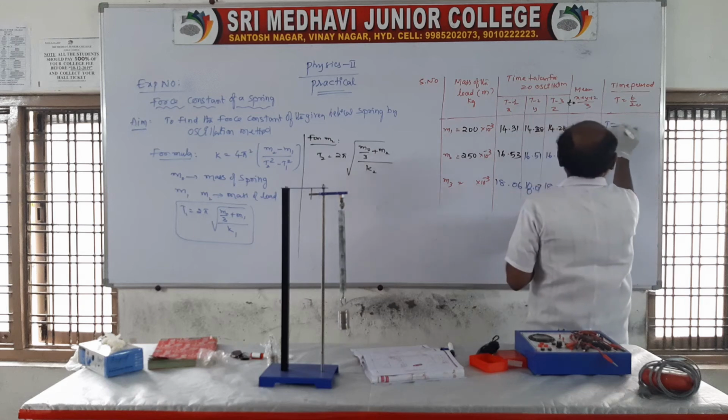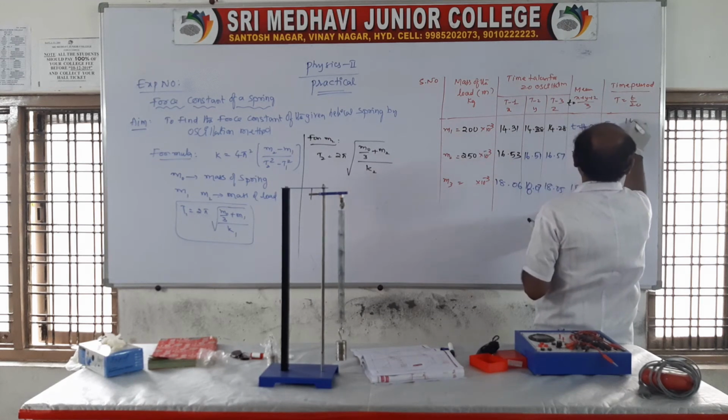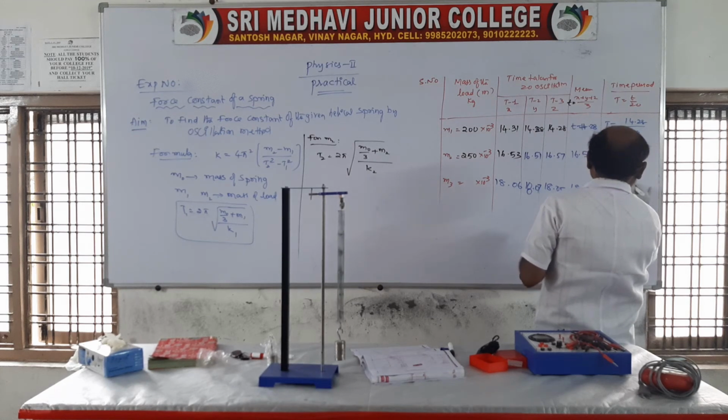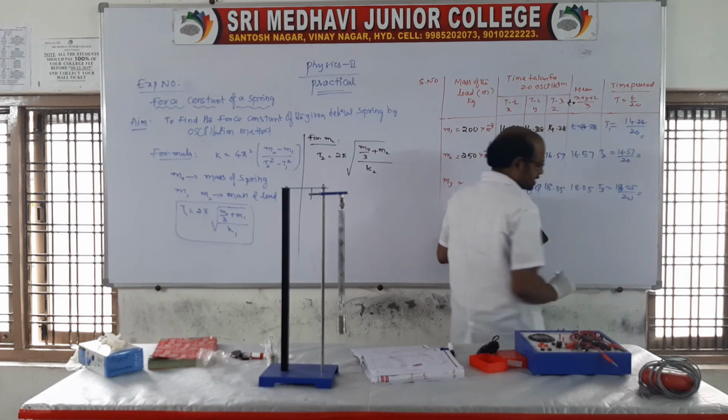Now capital T is required, because T1, for M1 mass, is 14.28 divided by 20. T2 is equal to 16.57 divided by 20. T3 is equal to 18.05 divided by 20. So we get 20 oscillations' time period.